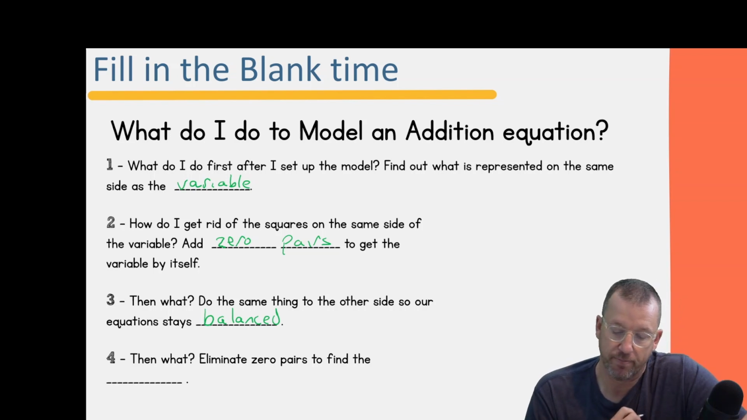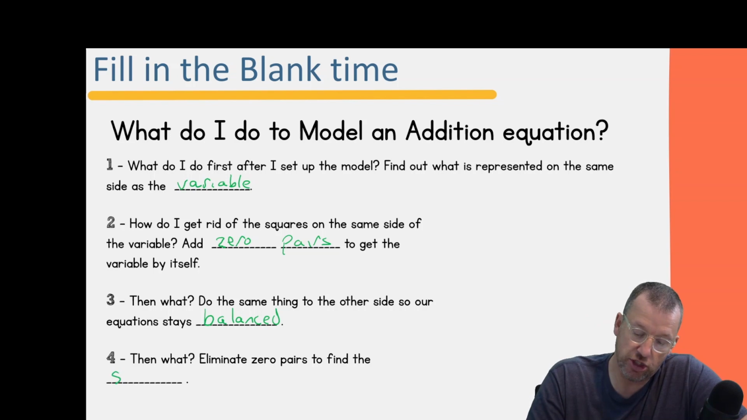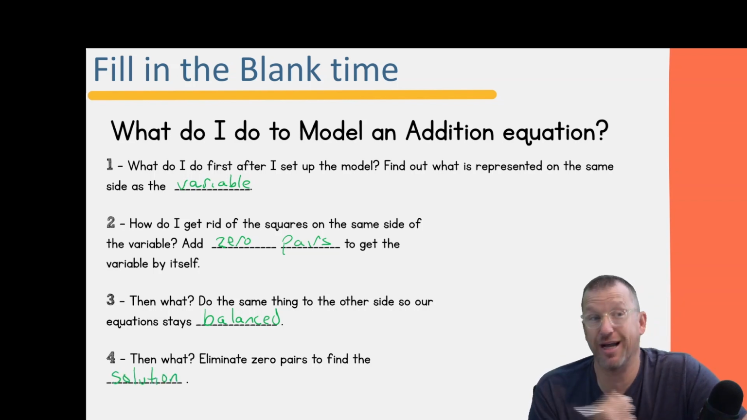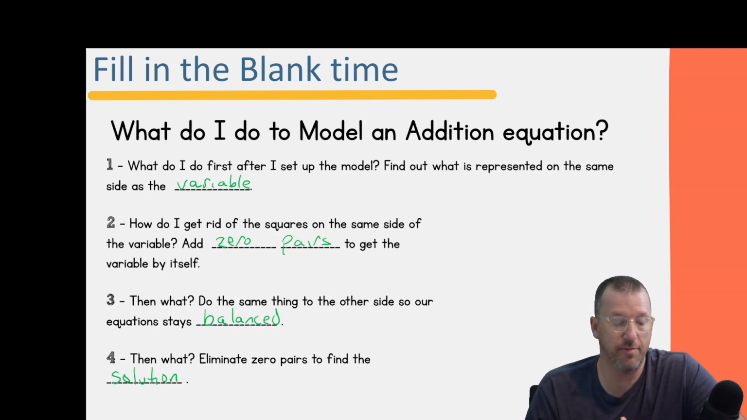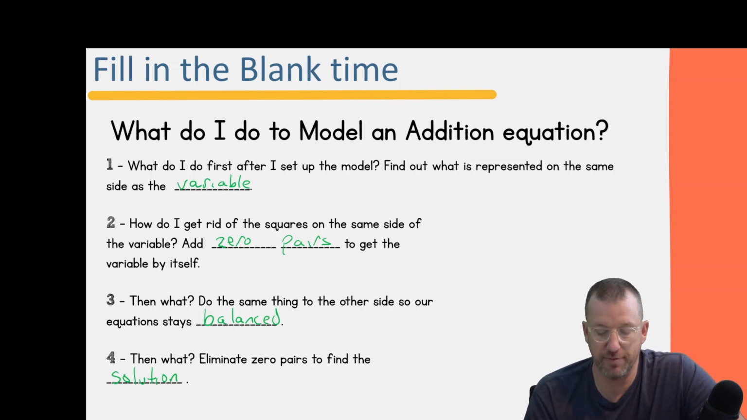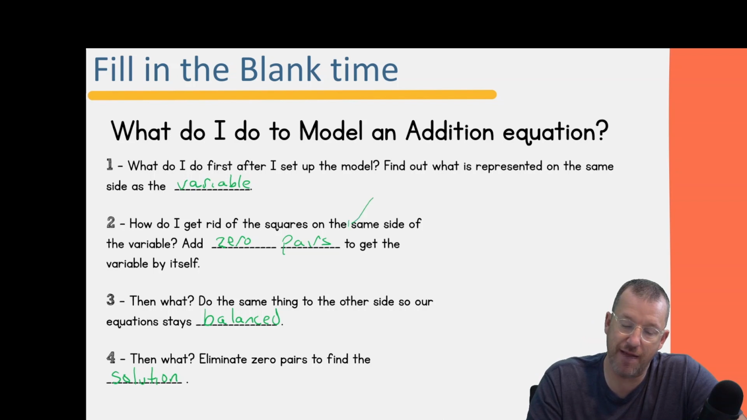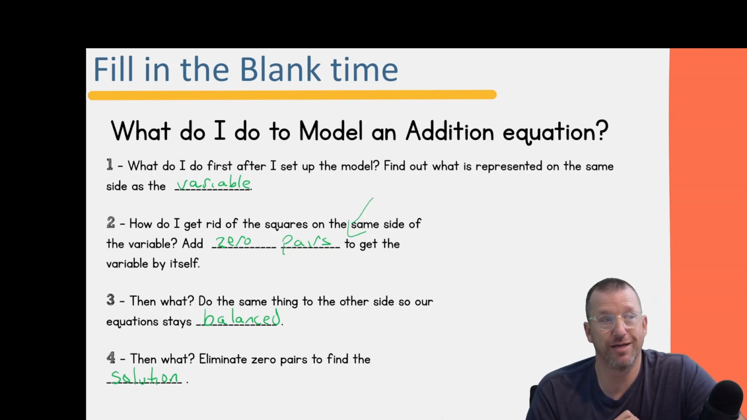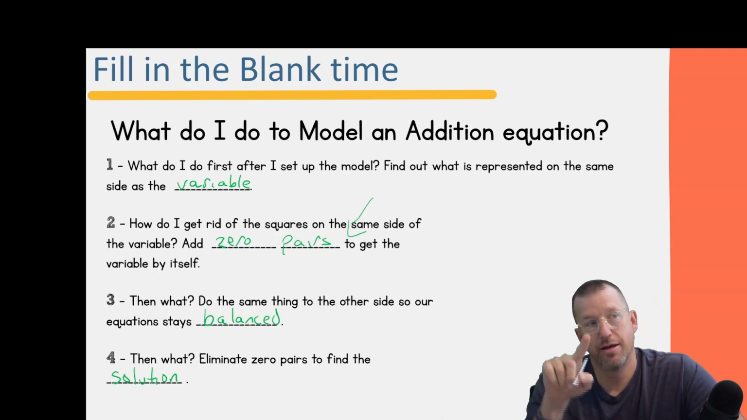Okay. So then what? I eliminate the 0 pairs to find the solution or answer. Once I get rid of those 0 pairs, I'll have my variable by itself, and whatever's on the other side is my solution. So just a key here, in order to get the 0 pairs, we did the opposite of what was with the variable. It was x plus 3, so we put -3 up there with it, or subtracted 3.